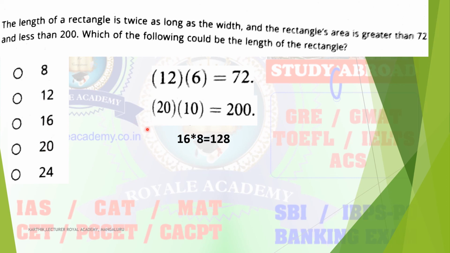Then choose 16. 16 times 8. If you choose 16 as the length, then the width is 8, exactly half. 16 eights are 128. That is in between 72 and 200. So which option is correct? 16 is the correct answer. Option C is correct. I hope all of you understood. 12 is not possible, 20 is not possible, because the area should be greater than 72 and less than 200. So 16 is the correct answer.